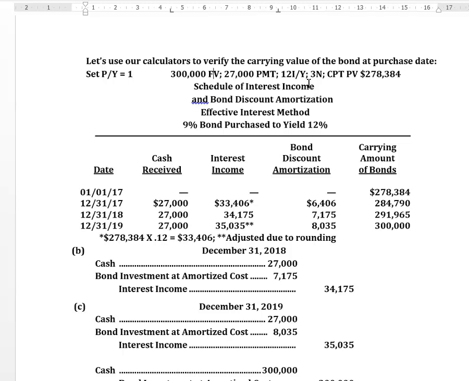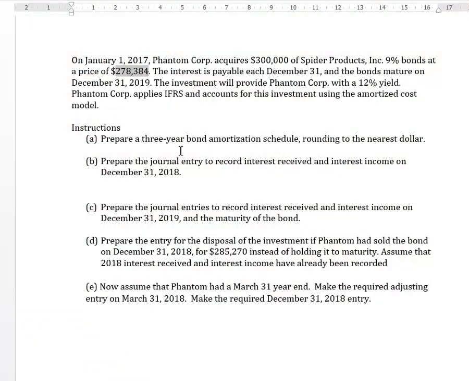You know your future value, or what you as the investor are going to get back, is $300,000. You know your PMT, or the payment that you're going to get every December 31st, is $27,000. How do I know that? The face value times the coupon rate of 9%, right? I also know my I/Y is 12. They tell me that in the question. I know the bond is a 3-year bond. And again, I can compute PV, and I will get $278,384.